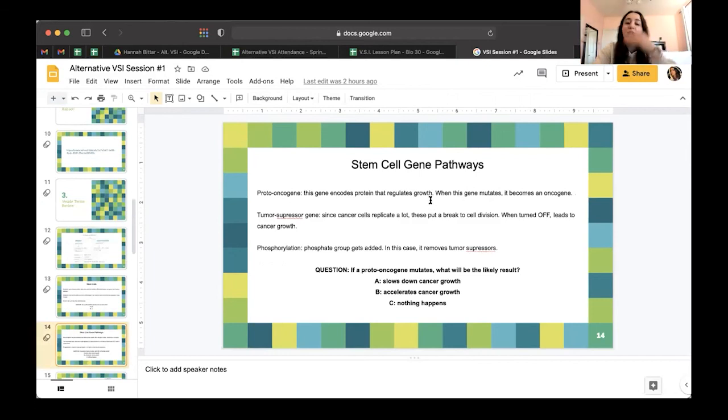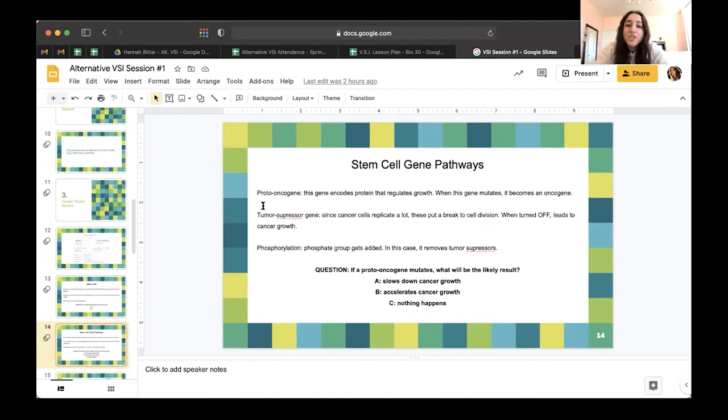So, stem cell gene pathways. Proto-oncogenes are genes that encode proteins that regulate growth. When this gene becomes mutated, it becomes an oncogene. So we go from proto-onco to onco. This is regulating growth, so it could be cancer growth. We can think of it as kind of bad if it gets out of control, because this can lead to cancerous growth.